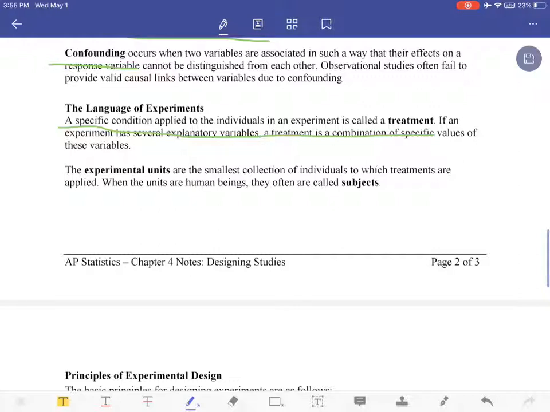Experimental units or individuals are the units that are getting the treatment in the study. So keep on using that same example with the height pill. The individuals, the experimental units, would be each of you in class, and if the experimental units are human, they can also be called subjects.